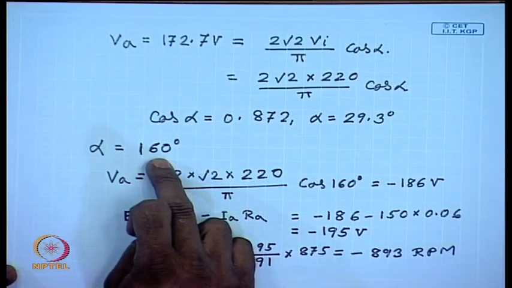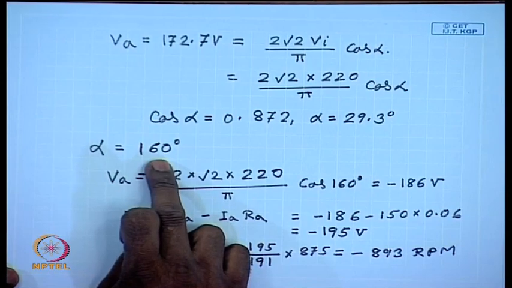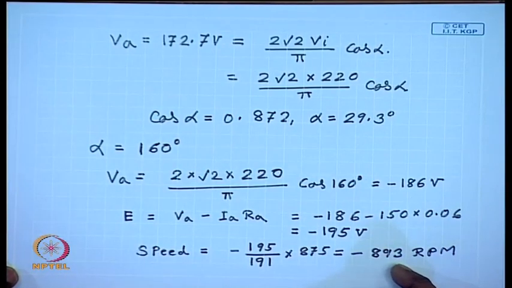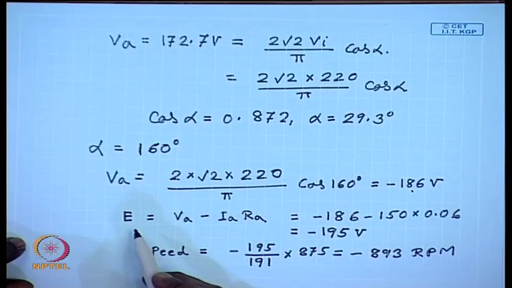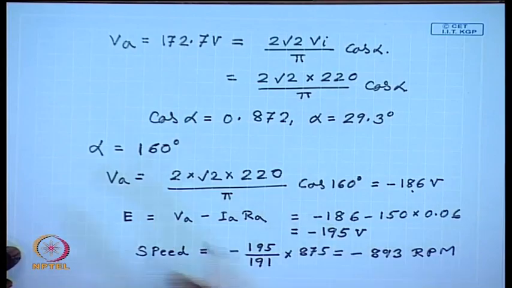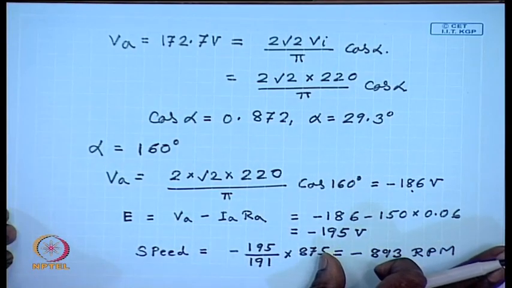So, we see with alpha larger than 90 degree, the motor operates in the opposite direction and works in the regenerative braking mode. Because the terminal voltage is negative, the current is positive, hence power is fed back to the DC supply.